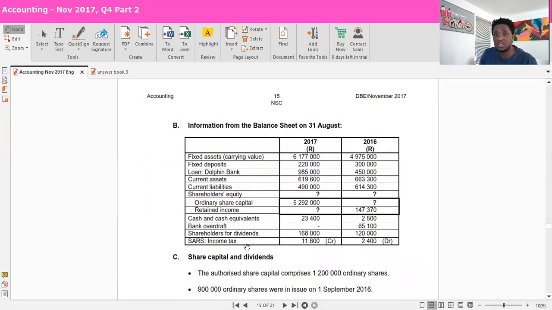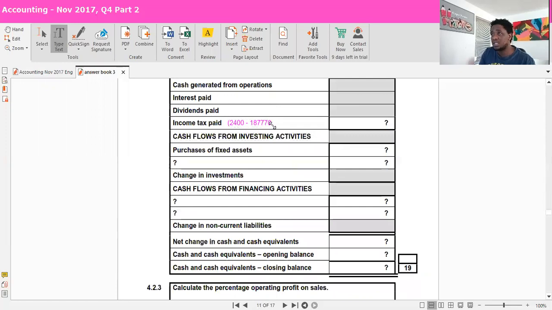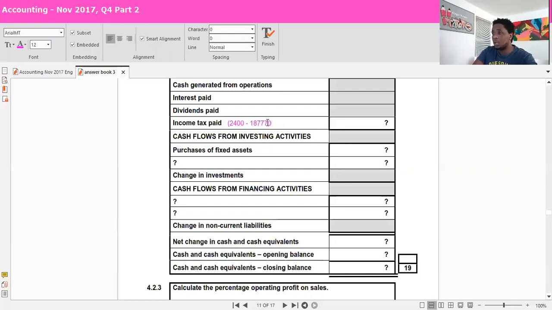If we owe taxes of 11,800 to SARS, what it means is that we have been charged 187,770, so it means we haven't paid the full amount. If I subtracted the whole 187,770, it means that I must bring back the amount that is actually not yet paid, which is 11,800. In this case, I would then add 11,800, and that will give us 173,570.